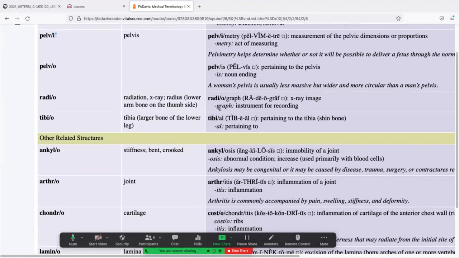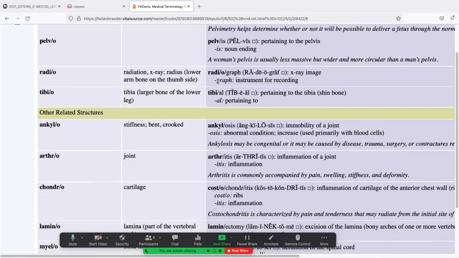Pelvis, radiograph. That means an X-ray. So the radiographer is the technician. Radiologist, that's the MD, right? And radiography, that is the process of taking an X-ray. And of course, in the Department of Radiology.